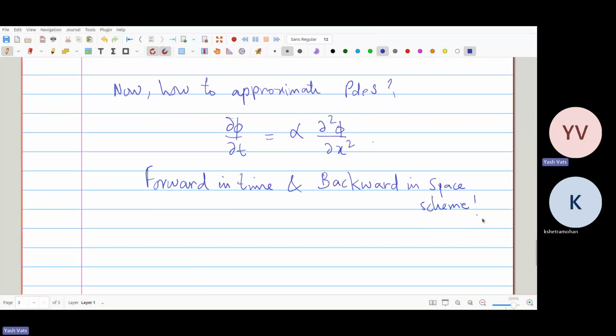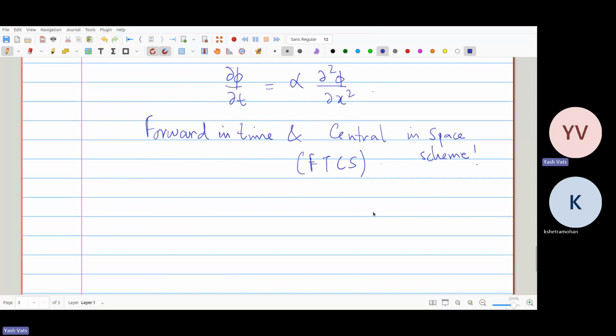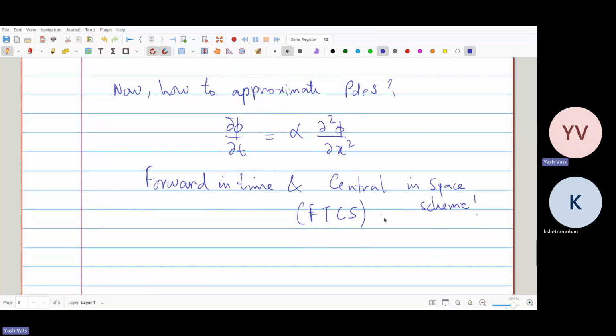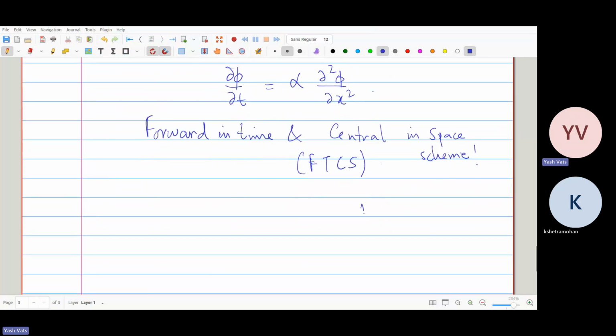Okay, so that is called central in space. So that is called the FTCS scheme, right? So how do you approximate using FTCS? What does it mean by forward in time? I just discretize. There is a grid.